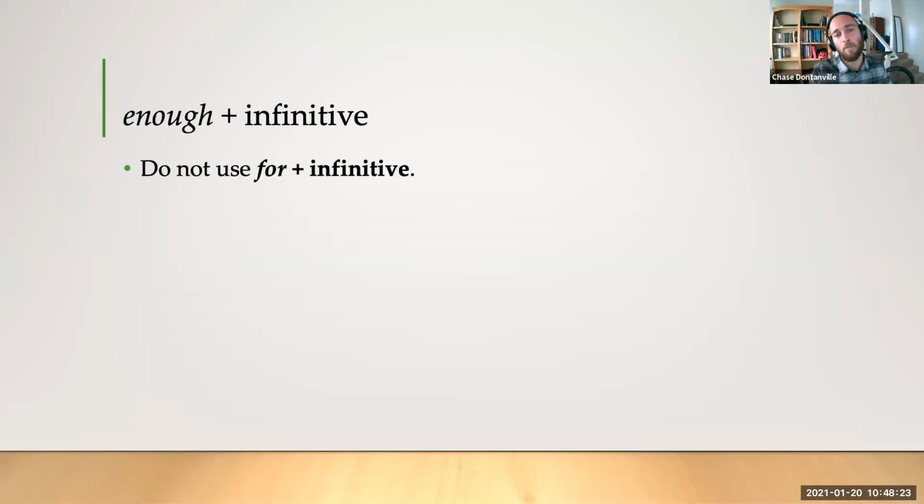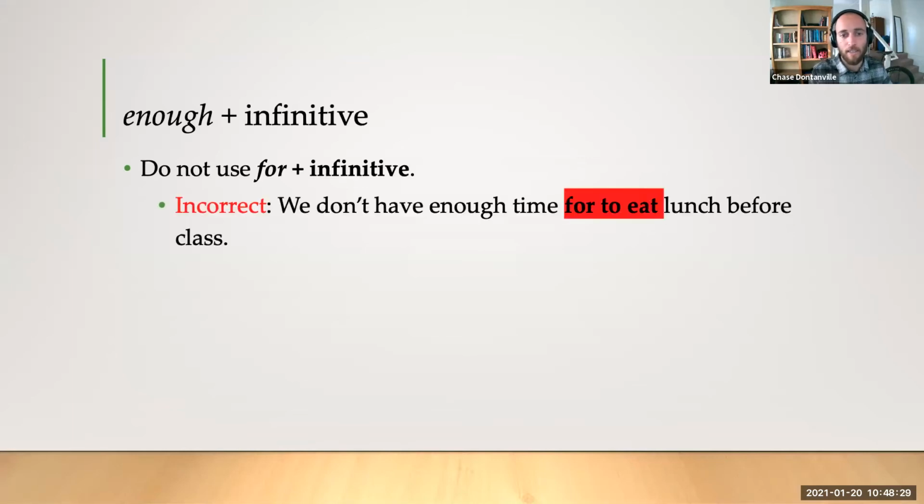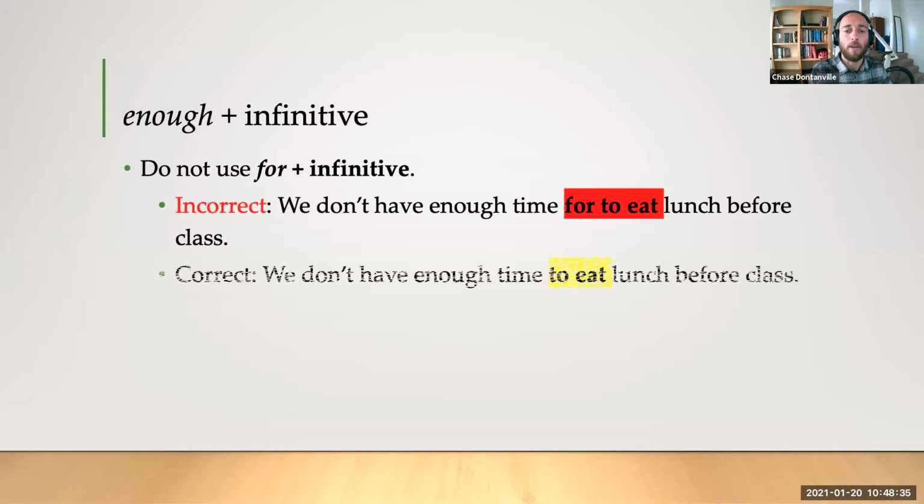As I said before, do not use for and an infinitive together. So it's incorrect to say, we don't have enough time for to eat lunch before class. No, we don't have enough time to eat lunch before class. Remember, never use for plus infinitive.